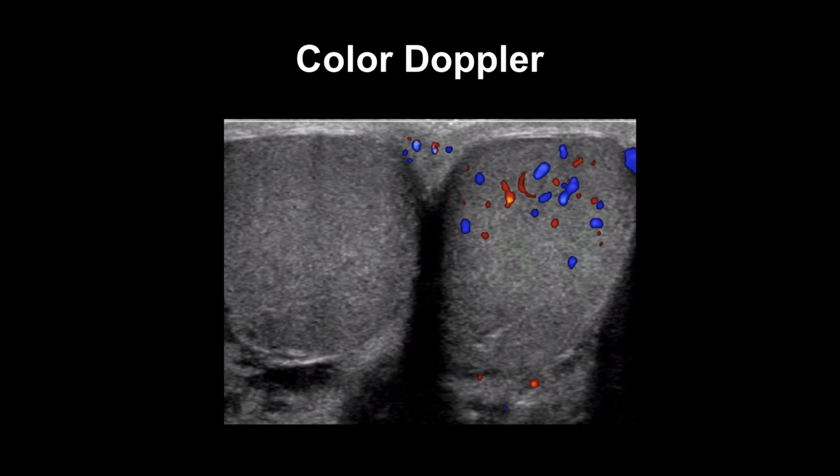Here's another example of color Doppler used to evaluate for torsion. This is a still image. At right, we see that there's flow through the testicle. At left, there's a complete absence of color flow. This is the sort of thing we're looking for to be able to comment that flow is absent.